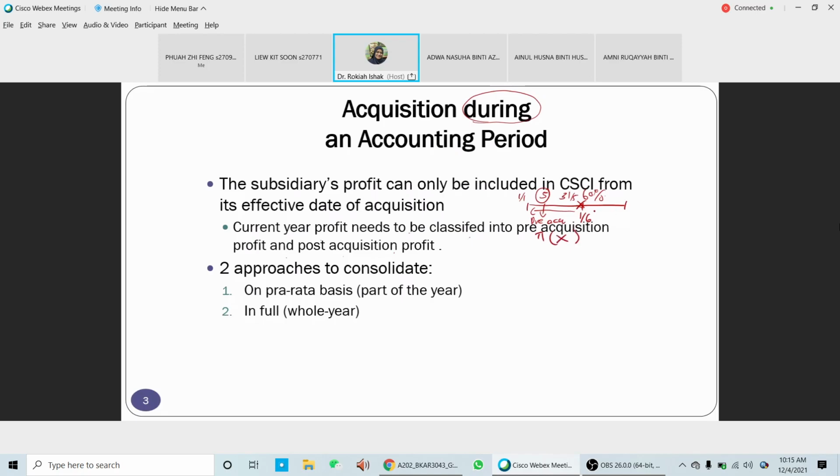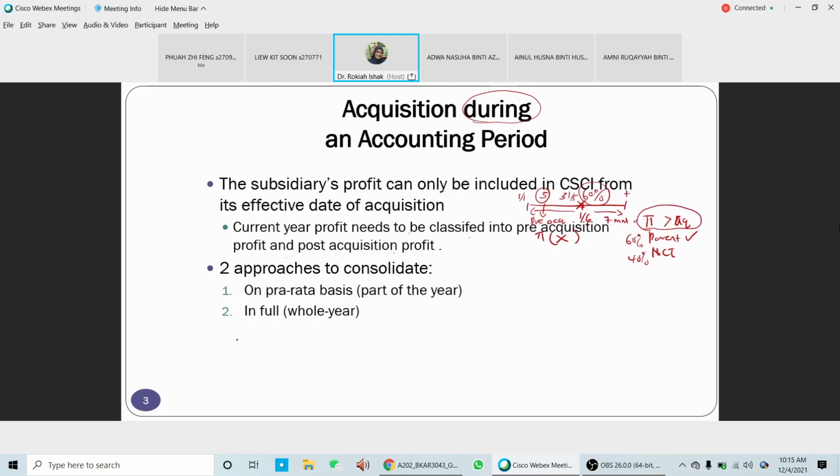The profit that is incurred from 1st of June until 31st of December, so you have another 7 months here, is considered as post-acquisition profit, the profit after the acquisition. So parents are entitled to this profit, and also NCI. Because if you have control of only 60%, it means that NCI has another 40%. So both parent and NCI are only entitled to profit after the acquisition.